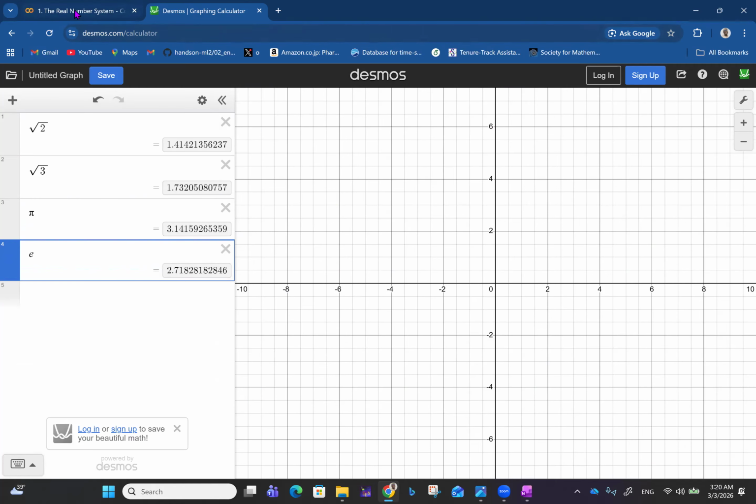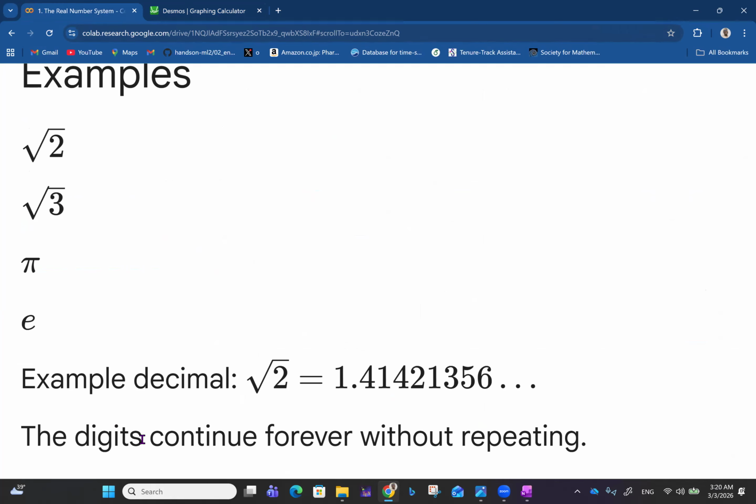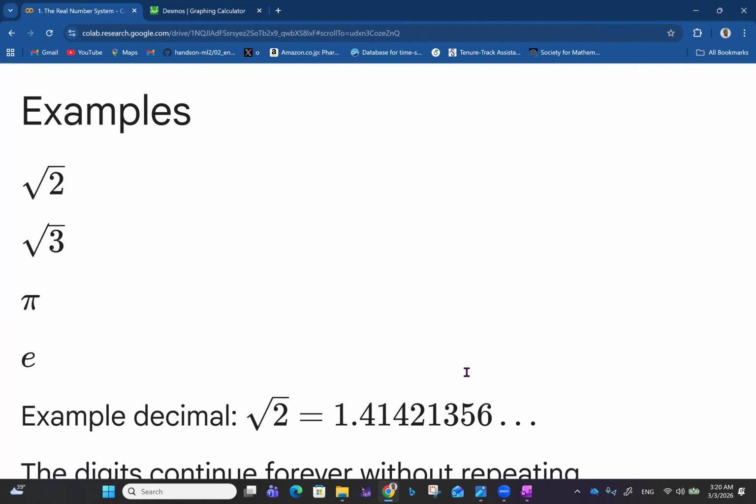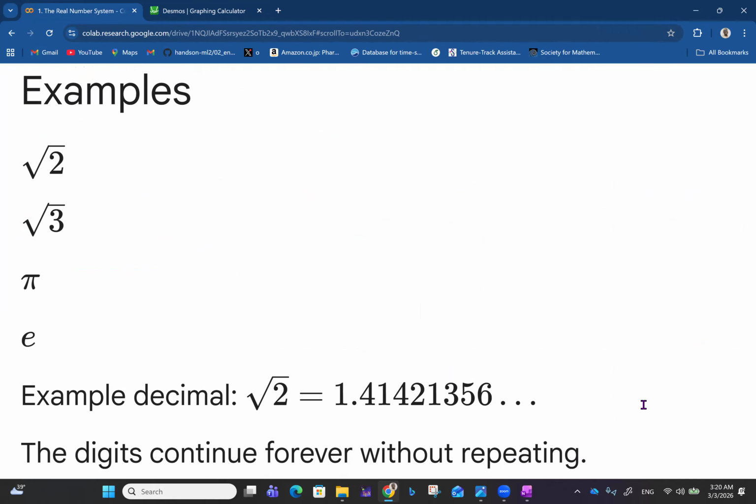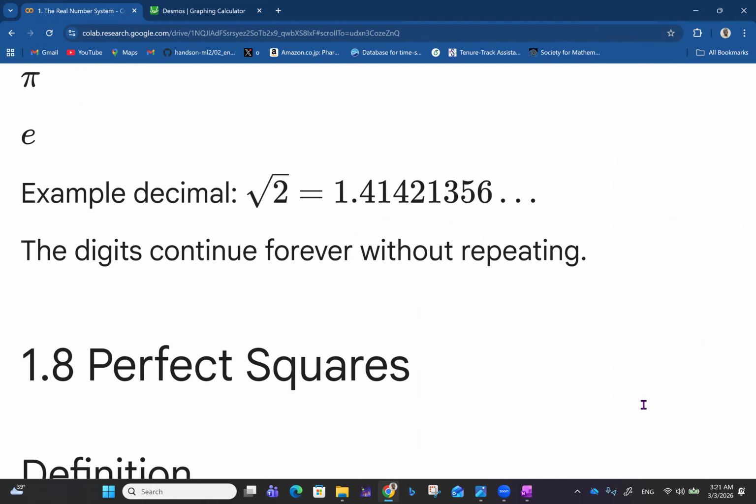So these are all irrational numbers, like we've been saying. The digits continue forever without repeating, and that's what makes them irrational. If you can have repeating decimals, recurring decimals, terminating decimals, or fractions, they are rational. But if you cannot have that, then you have irrational numbers you're dealing with.